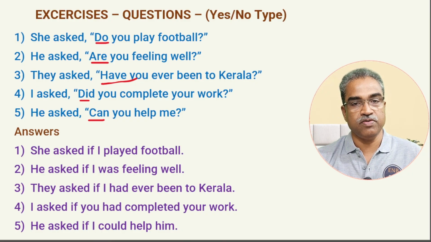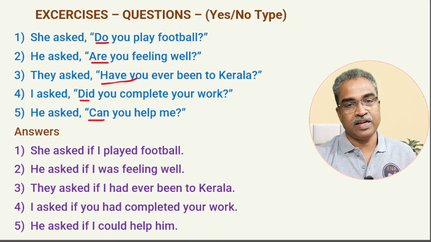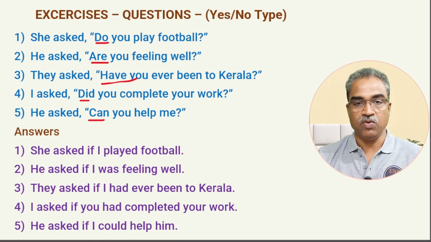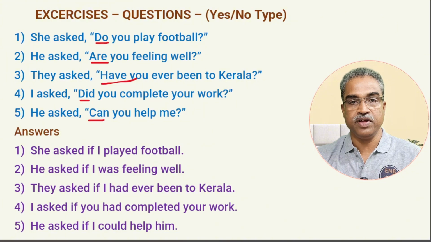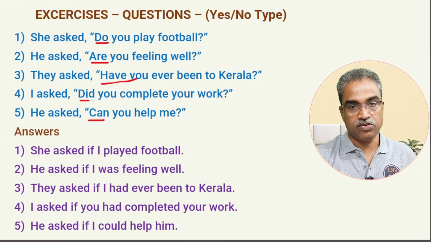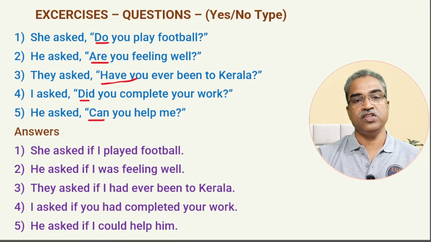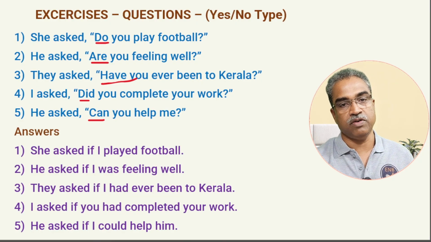There are two types of questions: wh-type and yes, no type questions. In the conjunction, that will never be used. Instead, if it is a wh-type question, that wh-word becomes the conjunction. For a yes, no type question, if or whether becomes the conjunction. And the question format, you have to change into statement format. That's it. That's all for today in this video. We learned how to change two different types of questions into reported speech.